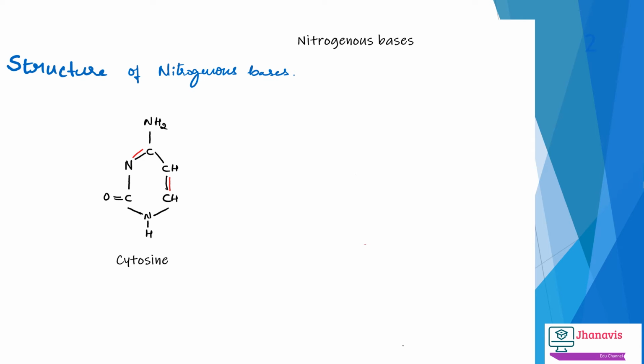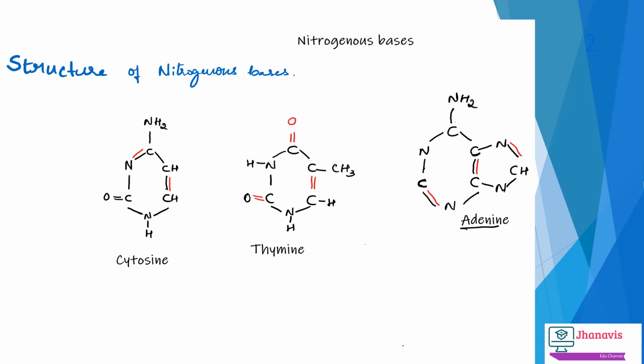Let's see about the structure of the nitrogenous bases. Here I am showing the structure of cytosine, thymine, adenine, and guanine. Whenever we talk about the bases, in human beings the elements which are present are normally carbon, hydrogen, and oxygen. In addition, you may have nitrogen also. So the bases in which nitrogen is attached are called nitrogenous bases.